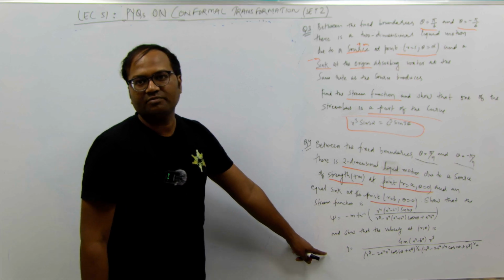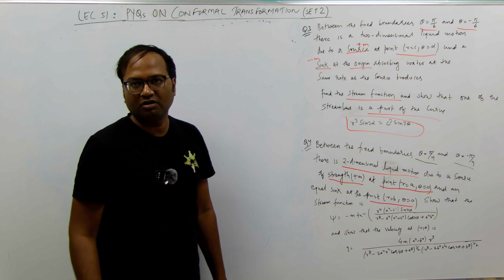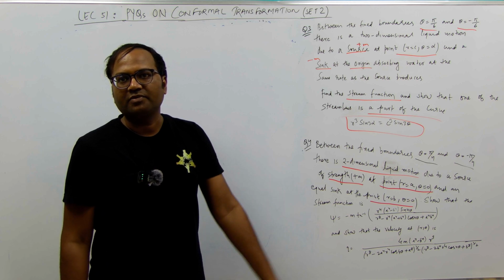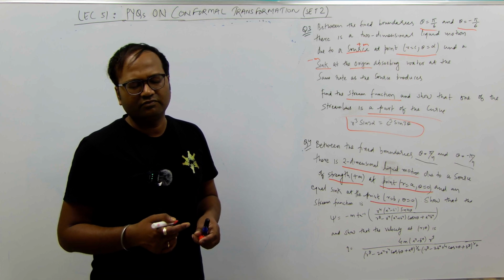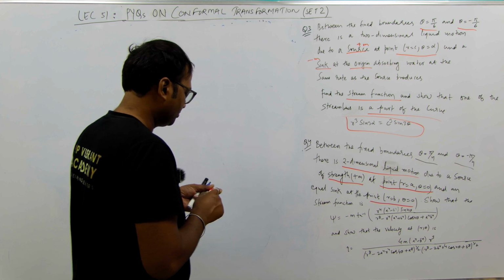How will we get the complex velocity? Complex velocity is given by the mod of dw upon dz. On taking the mod, we get the value of the complex velocity. Okay, so let us solve this question.